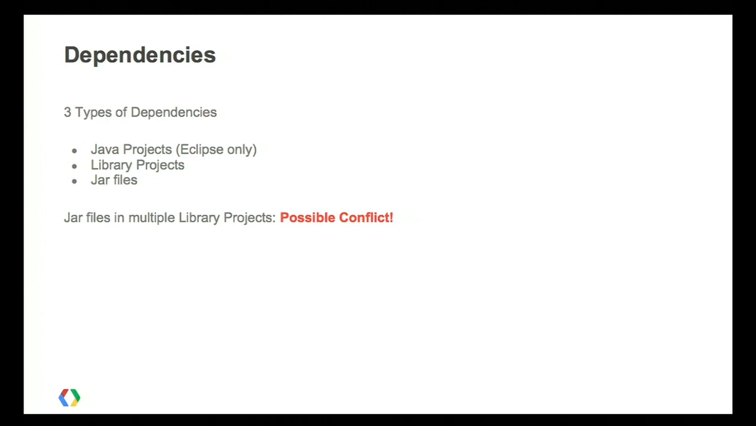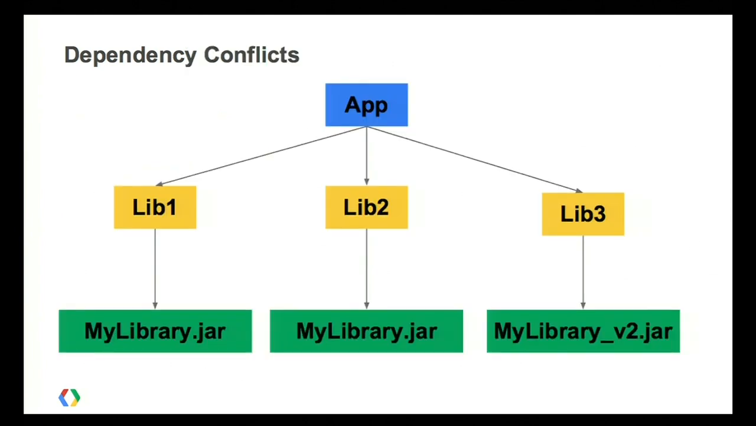So that works great when you have a small project. When you have a bigger project with a lot of libraries and a lot of jar files, you can get into some serious problems. So let's look at an example here. Let's say you have an application, you have 3 library projects, and each of them actually uses a jar file. That's a very simple case. As a human, you see that and you say, hey, that's easy. All I need is the V2 version of the library because the other ones are redundant.